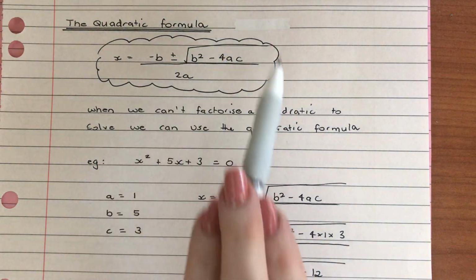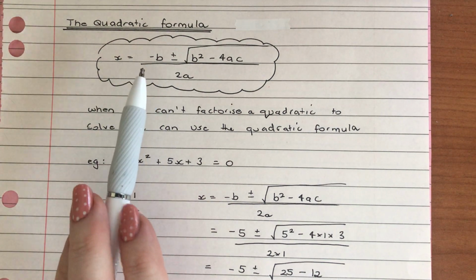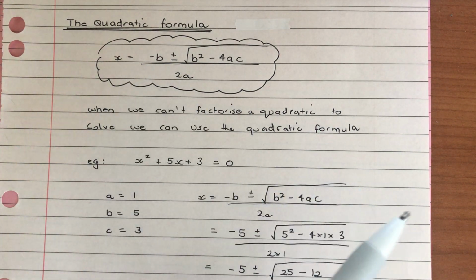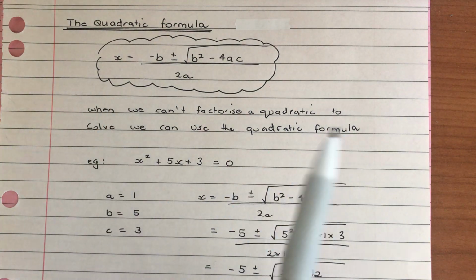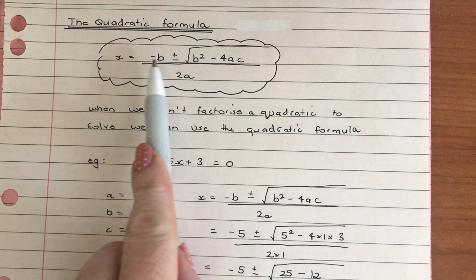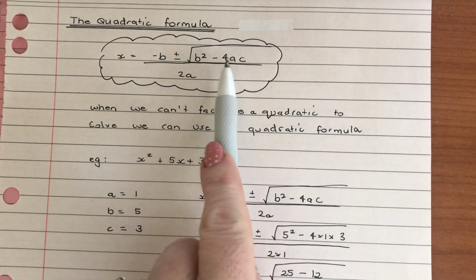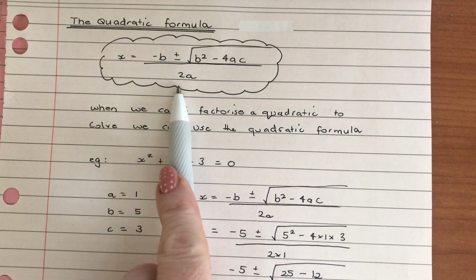Mostly you will be given that in the exam if you are using it, or it might be on the formula sheet. Most cases we do not expect you to learn that off by heart. So for our quadratic formula, x is equal to negative b plus or minus the square root of b squared minus 4ac, over 2a.